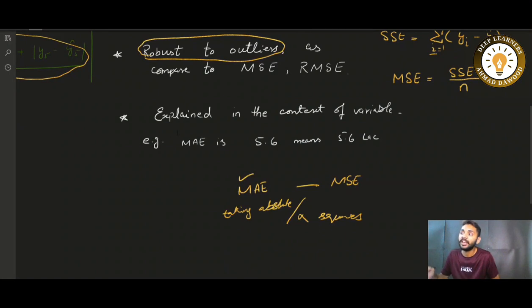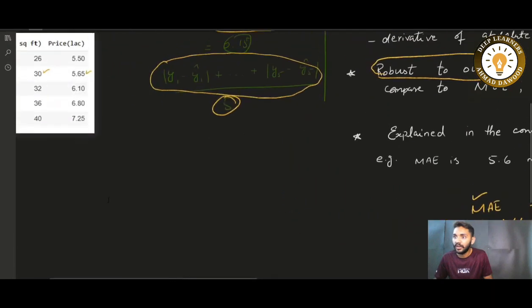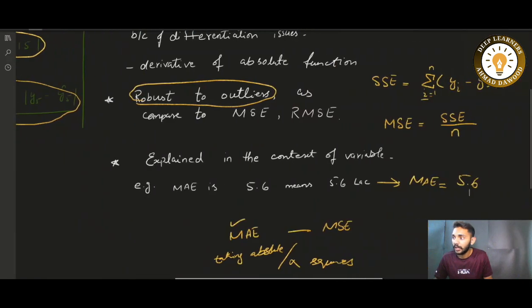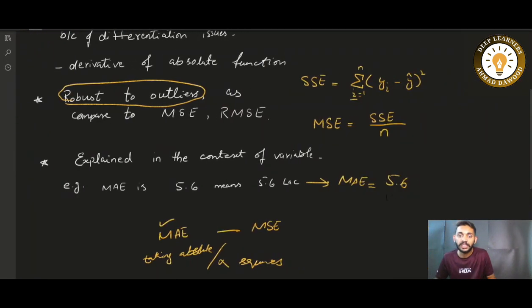Another advantage is explained in the context of the variable. What exactly does it mean? Let's say you got your MAE for that model as 5.6. It means it has the same unit as our data. Here our data has the unit of price in lakhs, so MAE is 5.6 means that our model is giving a mean absolute error of 5.6 lakh.